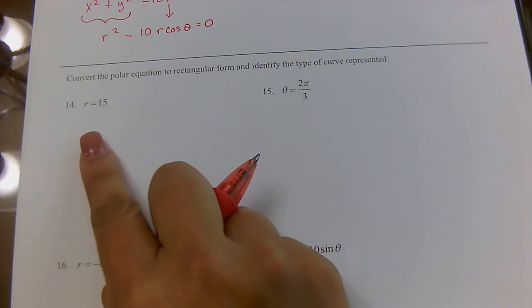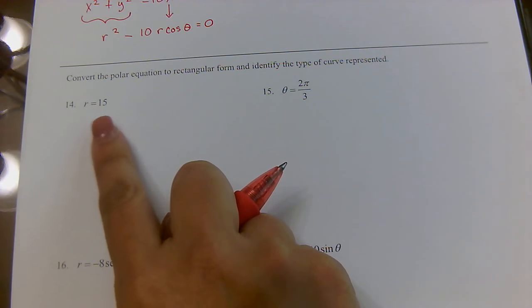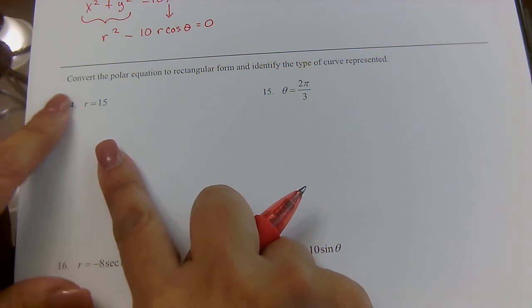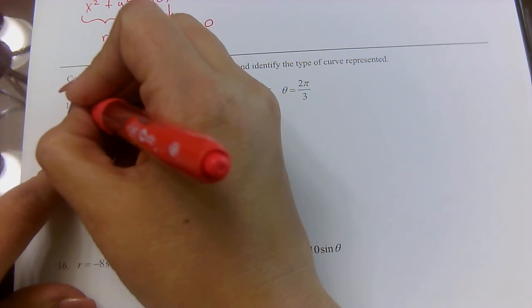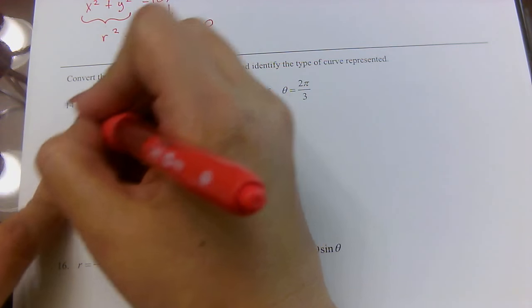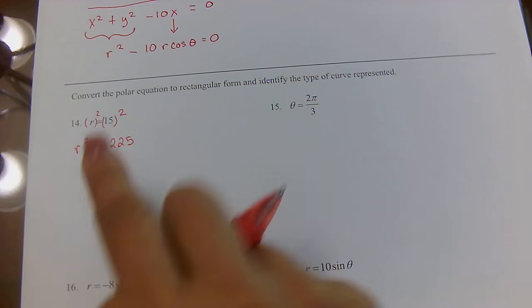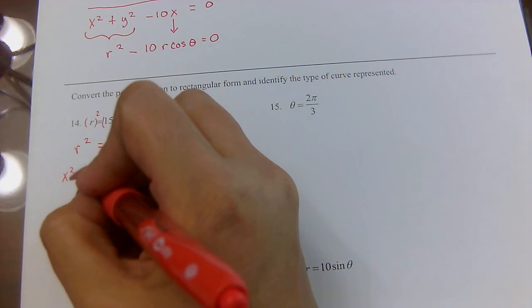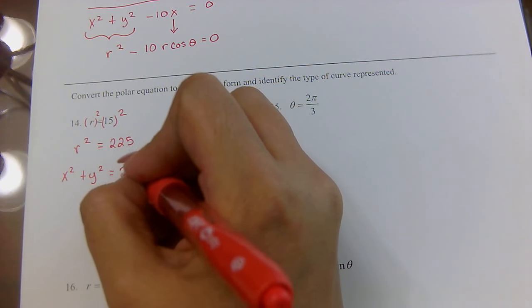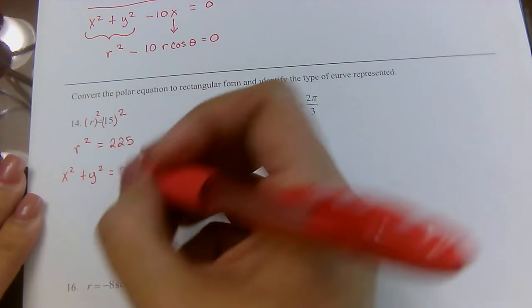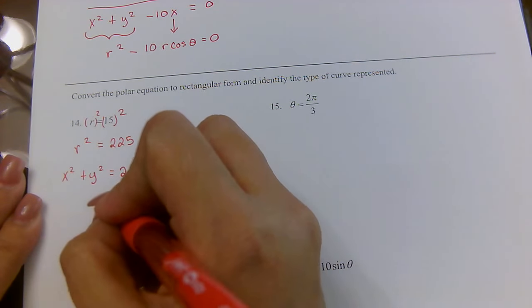Number 14, now we're going to go backwards and take these polar equations and make them into rectangular form. Let's do the first one. Here we have r is equal to 15. There's not much we can do in this case, so we're just going to square both sides. I get r squared is equal to 225. Now, what is r squared equal to? x squared plus y squared is equal to 225. Okay, you're done. This is the final equation, and if you remember, this represents a circle.